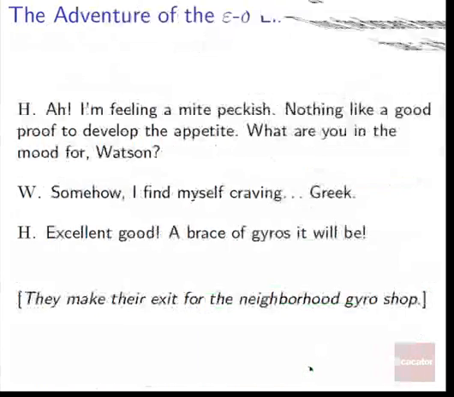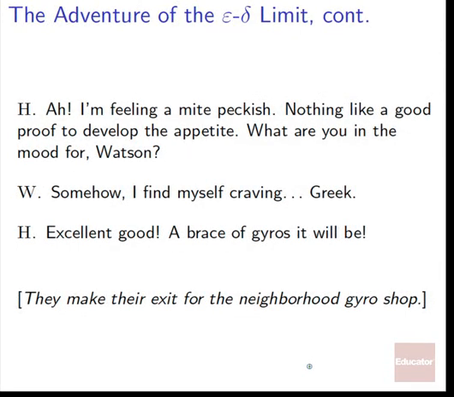I'm feeling a mite peckish. Nothing like a good proof to develop the appetite. What are you in the mood for, Watson? Somehow, I find myself craving Greek. Excellent, good. A brace of euros it will be. They make their exit from the neighborhood euro shop.